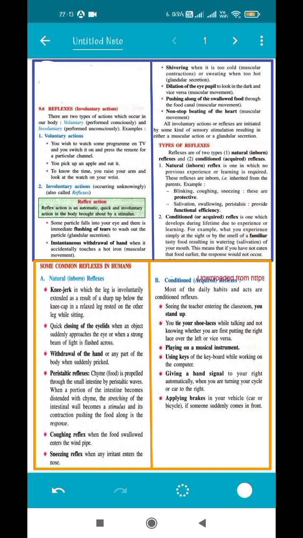But what are natural reflexes? Here are some examples. As soon as we touch something hot or something pointy, we remove our hand. Nobody has to tell us, we just do it as a response. Also, suddenly if something is coming towards our eyes, we quickly close our eyes. This is another example. Then if any food enters into our windpipe while eating, we cough. This is also not learned, it is already there in our body. So these types of examples are known as natural or inborn reflexes.